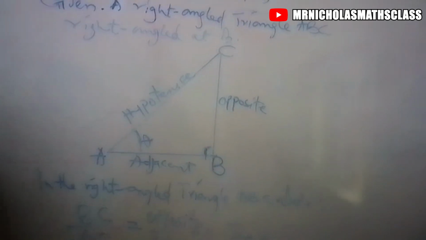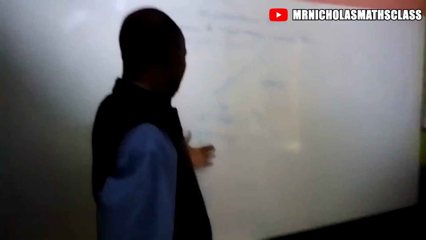We want to look at AB over AC. That is adjacent over hypotenuse. That will give me cos theta. Three common ratios. The first one, opposite over adjacent, is called tan. The second one, opposite over hypotenuse, is equal to sine theta, while adjacent over hypotenuse is called cos theta.